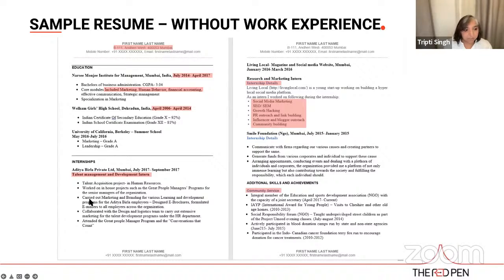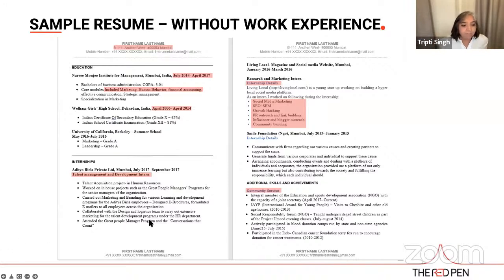Right? Carried out marketing and branding for various learning and development programs. Various means what? Is it varied in the concept? Is it various as you're using it as a placeholder for numbers? Is it across sectors? I don't understand what various is. Give me context. Tell me 6 learning and development programs, so quantify it, or tell me across various sectors about learning and development programs or something. Give me context, right? Don't just leave filler words there for me to figure out what you did.